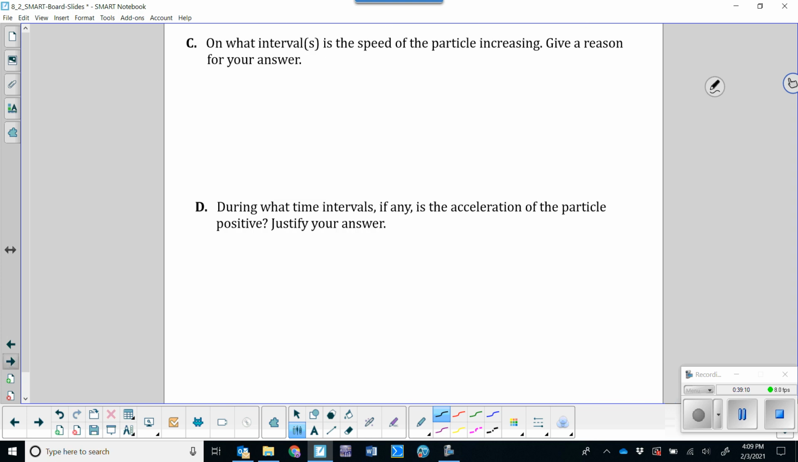Okay, so on what interval is the speed of the particle increasing? And give a reason for that answer. So again, speed increasing. In other words, when is it speeding up? The only way it can be speeding up is when the velocity and acceleration have the same signs.